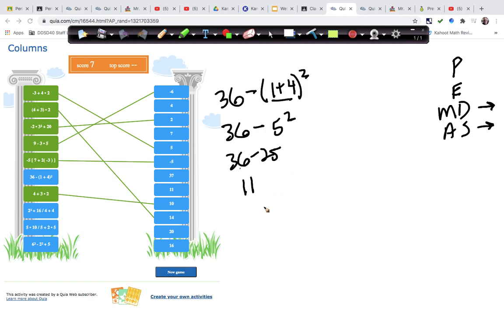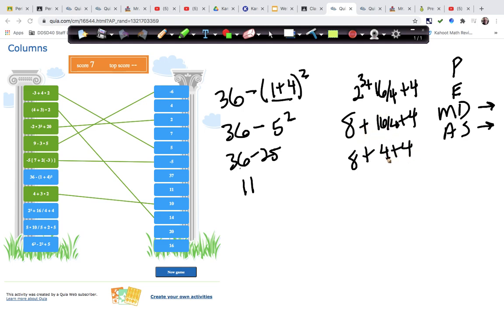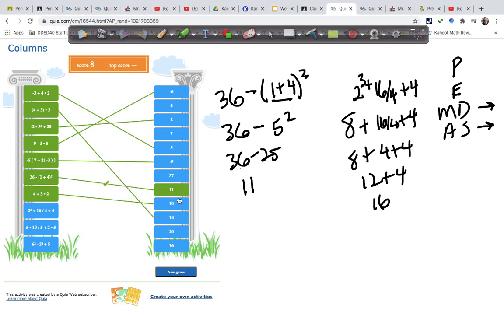And then let's do 2 to the 3rd power plus 16 divided by 4 plus 4. 2 to the 3rd power is 8 plus 16 divided by 4 plus 4. Next I'm going to do 8 plus 4 plus 4. That's 16 became 4. 8 plus 4 is 12. 12 plus 4 is 16. All right, so let's go back to this tool. And this should be an 11. Let's check that. And this one should be 16, which is right there.